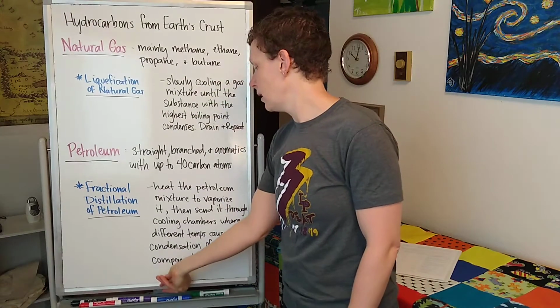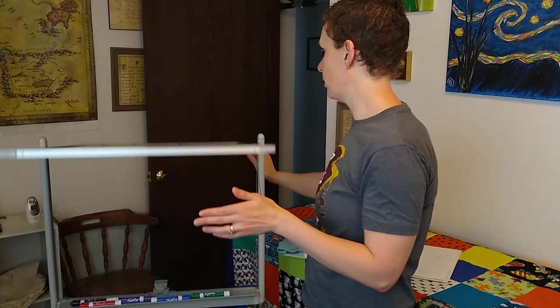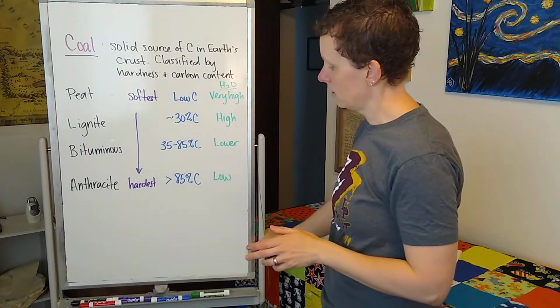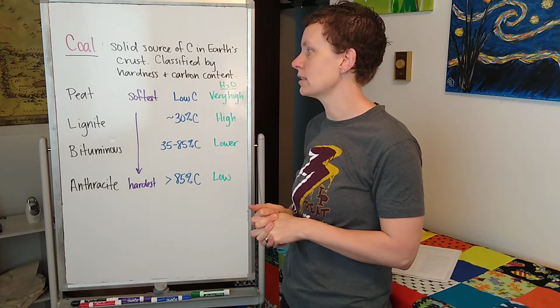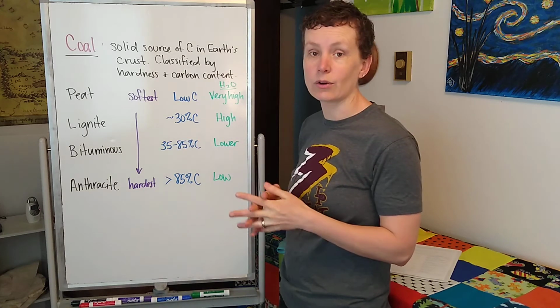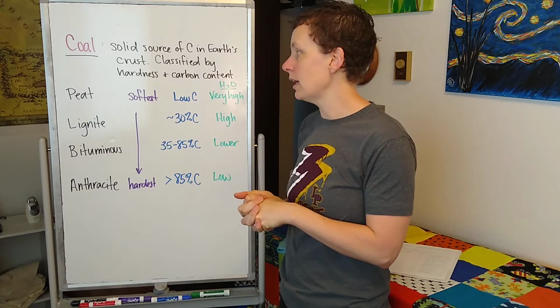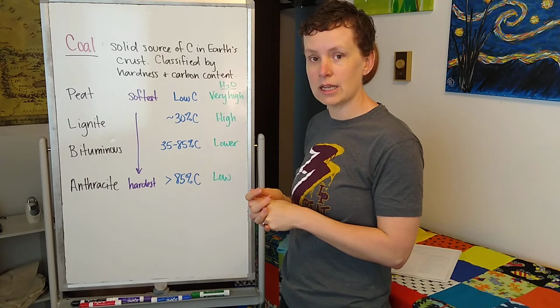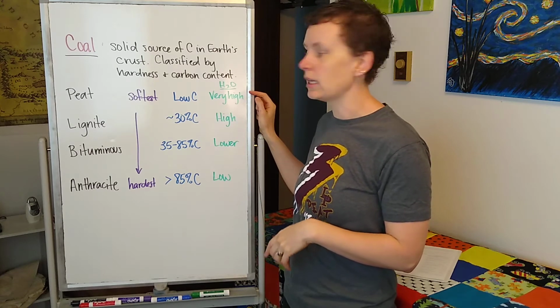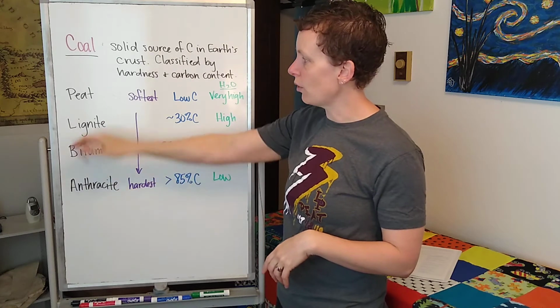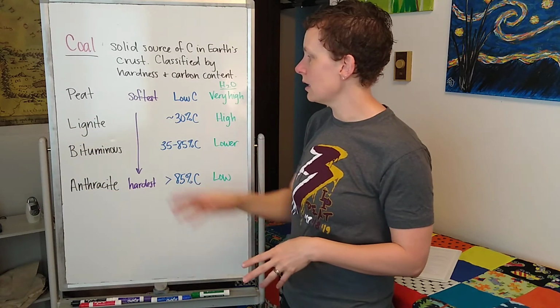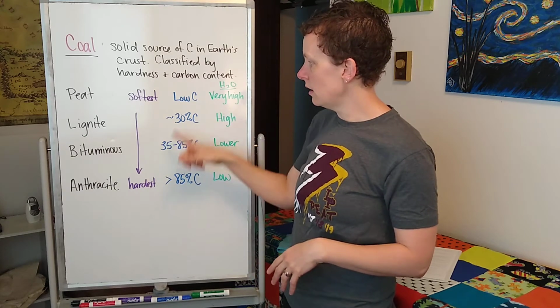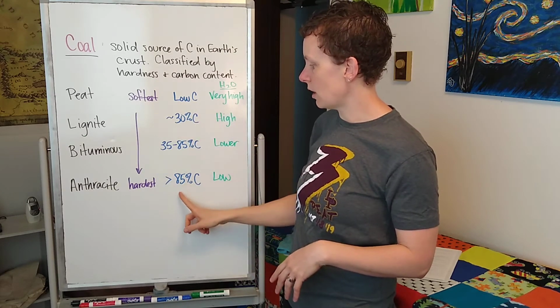Okay. The final category, very important to Wyoming, is coal. Okay, so our solid source of carbon in Earth's crust. And there's four different categories or classifications of coal, and they are based on hardness and carbon content, but it also includes water content. So here's our four types of coal: peat, lignite, bituminous, and anthracite. Okay, and they go from softest to hardest here. The lowest carbon to the highest carbon.